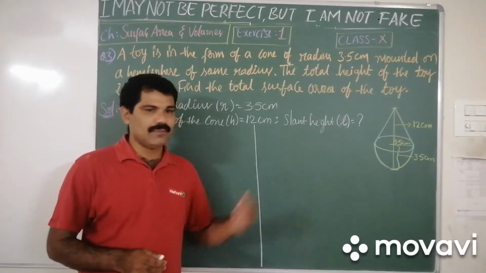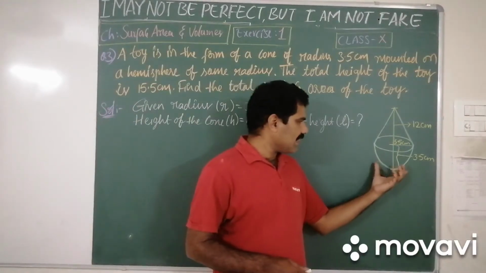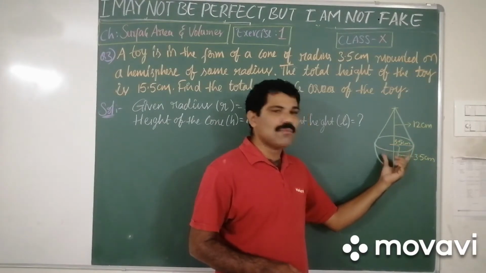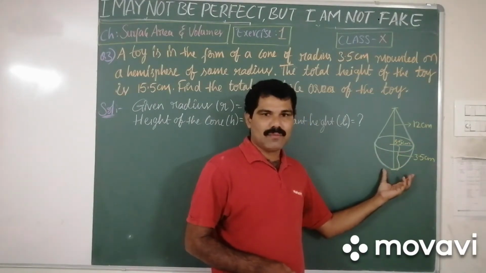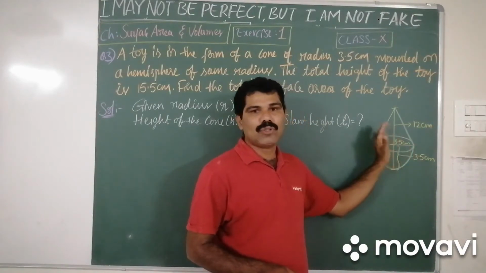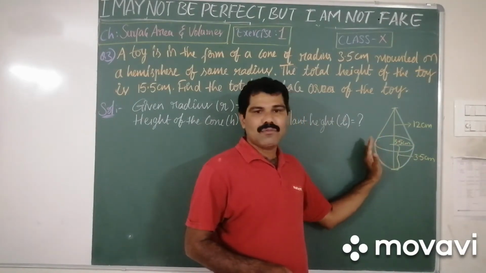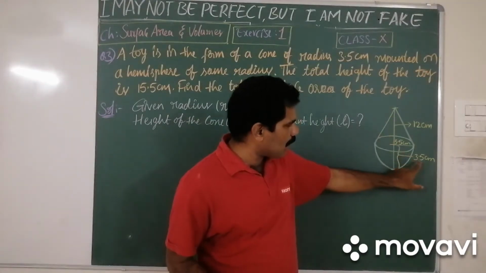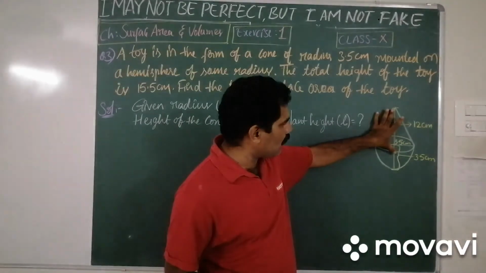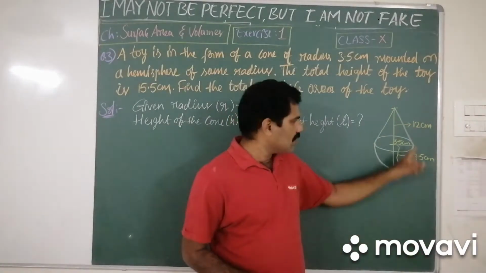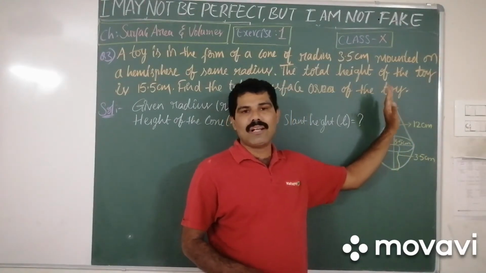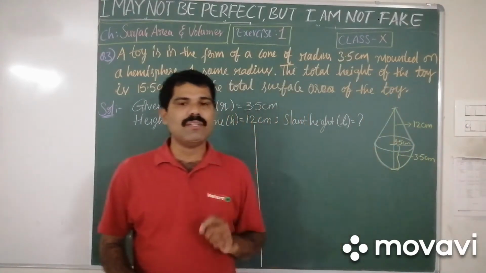Here there is a toy with a cone of radius 3.5 which is mounted on a hemisphere of the same radius, and the total height of the toy is 15.5 centimeters. Means the height of the hemisphere will be 3.5 centimeters and the height of the cone will be 12 centimeters. Therefore, 12 plus 3.5 centimeters will be equal to the total height of the toy, that is 15.5 centimeters.